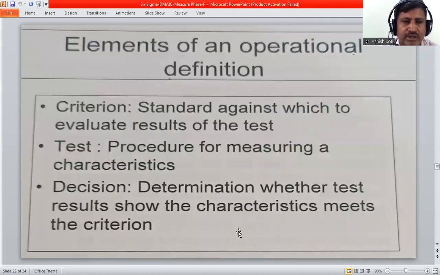Elements of operational definitions. There are three elements: criteria, test, and decision. Criteria is the standard against which to evaluate the result of the test. Test is the procedure to measure the characteristic. And decision is the determination whether the test result shows the characteristic meets the criteria or not. So we have to do all these three.